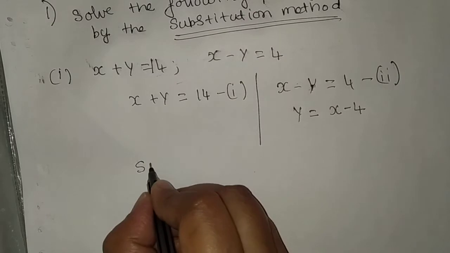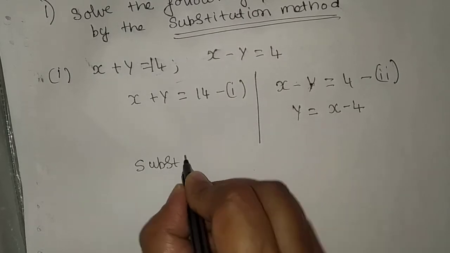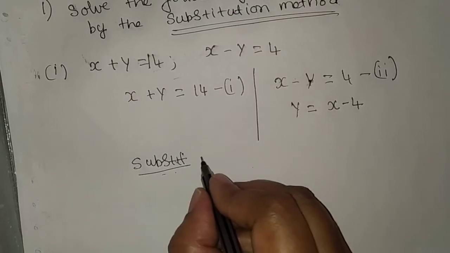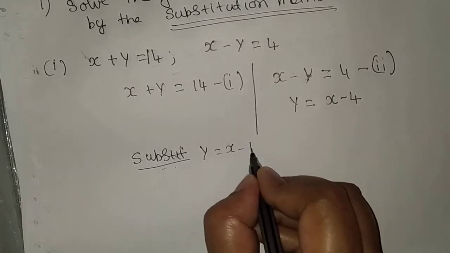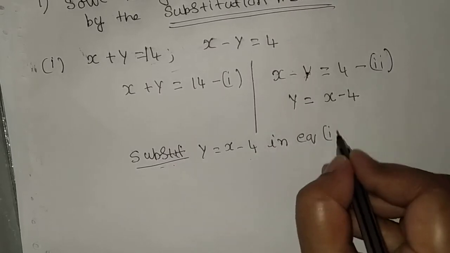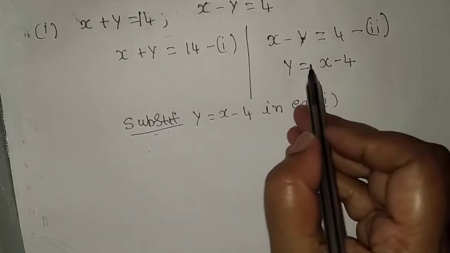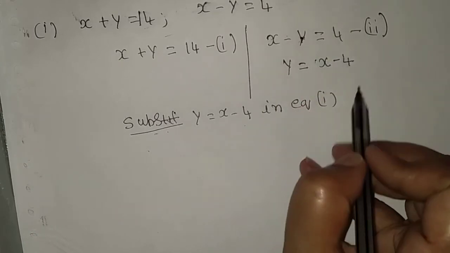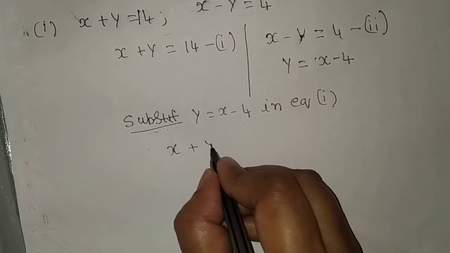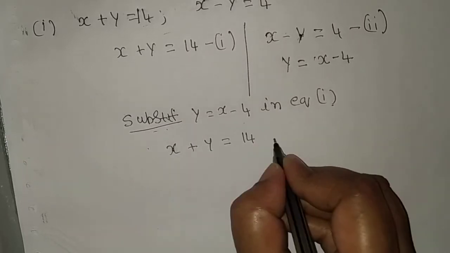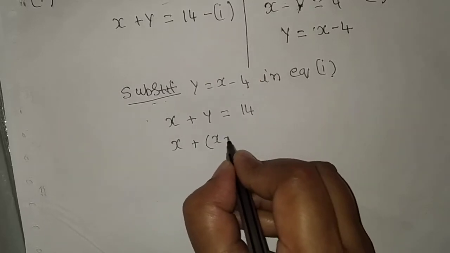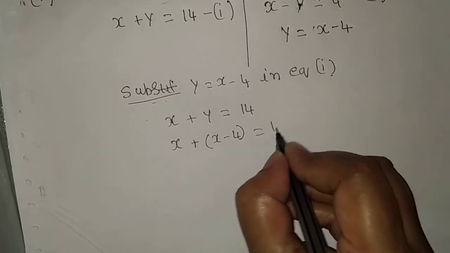Now what we have to do is substitute. We substitute y is equal to x minus 4 in equation 1. We found y using equation 2, and we'll take this and substitute it in equation 1. What is equation 1? x plus y is equal to 14. Substituting this, it becomes x plus x minus 4 is equal to 14.